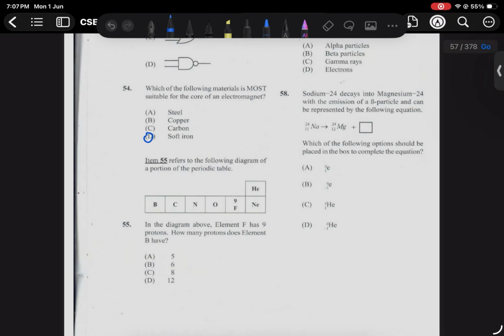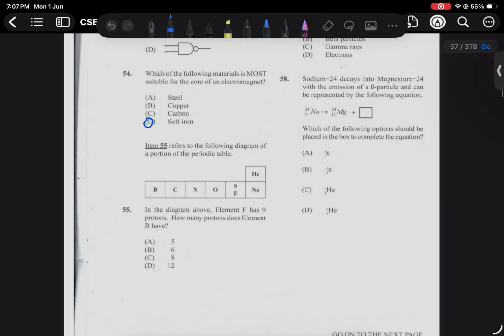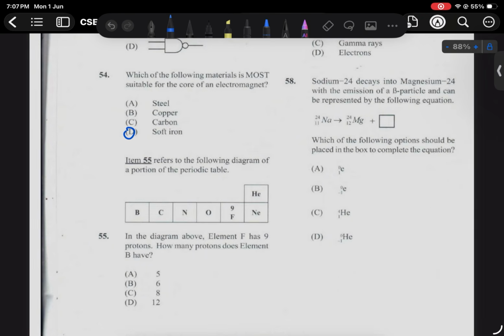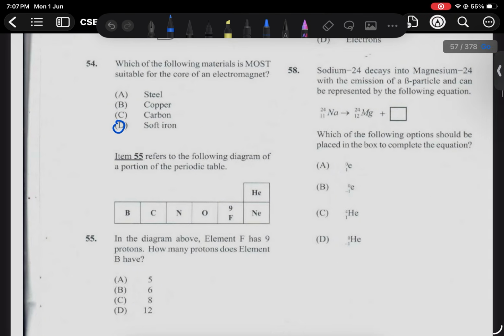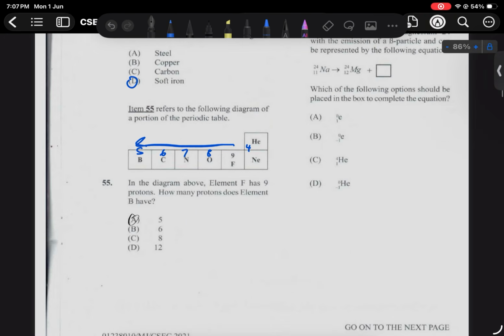Item 55 refers to the following diagram of a portion of the periodic table. In the diagram above, element F has 9 protons. How many protons does element B have? So they're counting it based on their atomic number. So 8, 7, 6, 5. And we know that helium has an atomic number of 4. So B would have 5 protons.